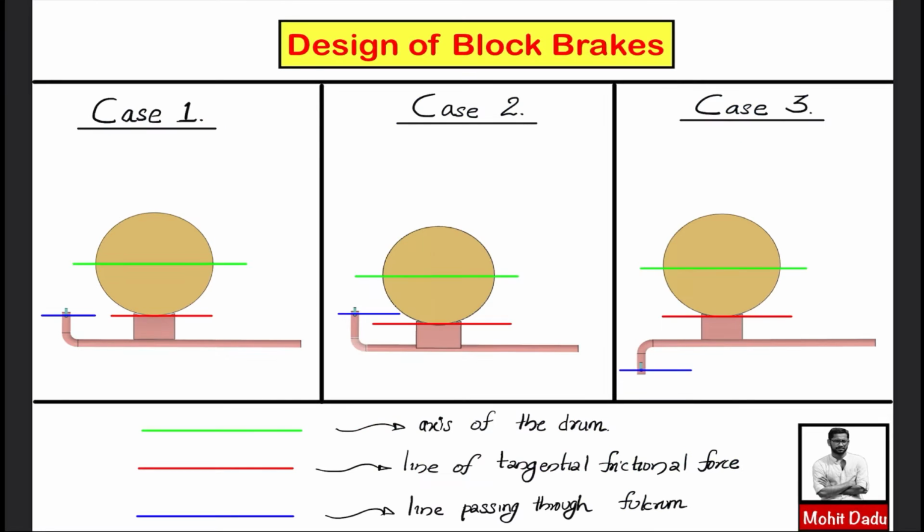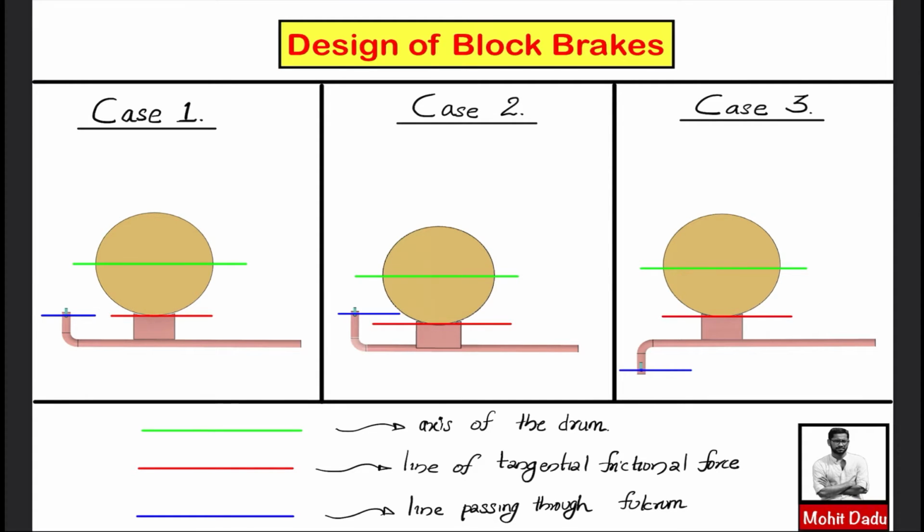So based on the positions of the axis of the drum, shown by the green line, the tangential frictional force, shown by the red line, and the line passing through the fulcrum, you can have three cases. In case 1, it is clear that the blue and red lines are along the same level, along the same direction. That means the line passing through the fulcrum and the line passing through the frictional surface are at the same level.